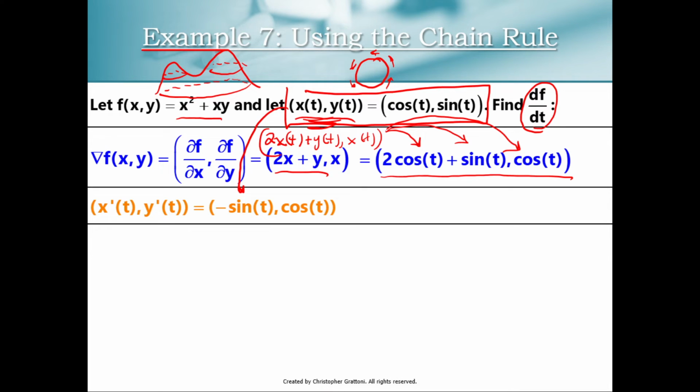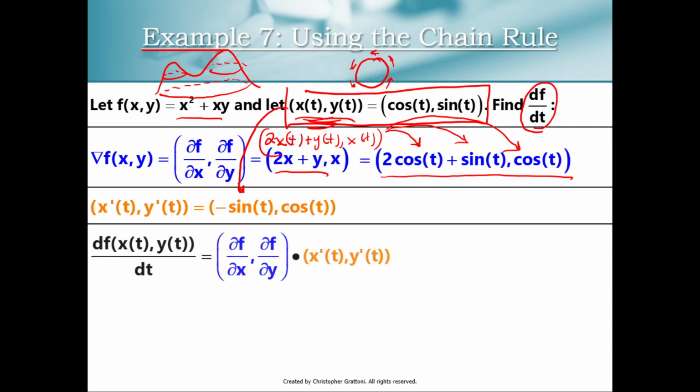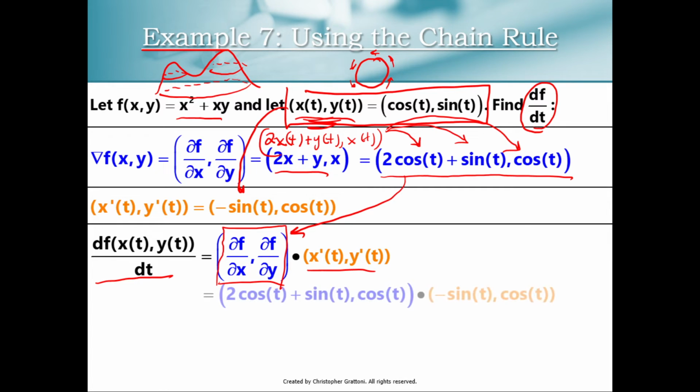Now, the chain rule tells me that the df dt that I'm looking for is going to equal gradient dot tangent. But I want to make sure that this is all in terms of t's. So this gradient vector here, I'm going to plug in the version that has t's in it. I'm not going to leave x's and y's in my final answer. So the dot product I'm going to take is this 2 cosine t plus sine t, comma cosine t, dotted with my tangent vector, negative sine of t, comma cosine of t.